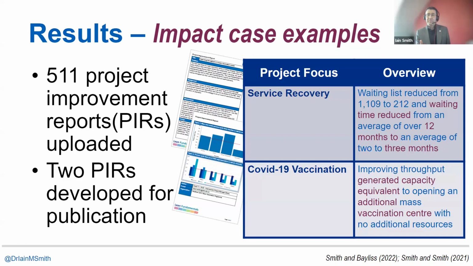Indeed, as there are 2 examples on here, one about post-COVID service recovery, reducing waiting lists and times, which was very impactful, and another one from our COVID vaccination support, which came a little bit earlier. And again, that one increased the capacity in a vaccination centre and those around it to the extent that it was equivalent to them having opened a whole new one with no additional resources. Both of those 2 very high impact cases have also been written up and published. You can see the references on the bottom, and there are links to those, I think, already on the Q website and in the slide deck at the bottom.